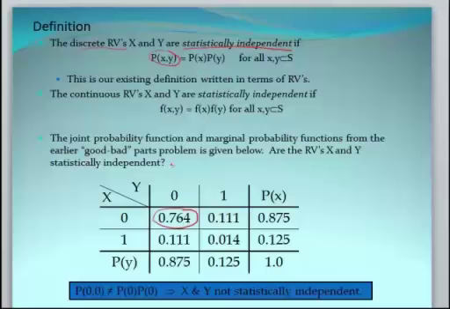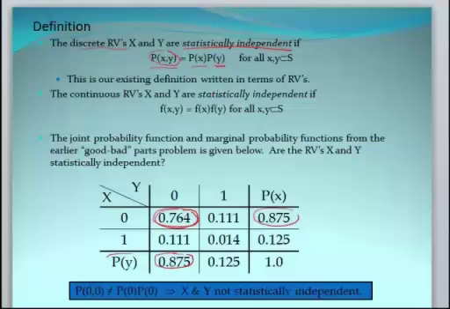The way you could find out whether that is statistically independent is if this number, pxy, is the same as the product of the marginal probability of x and of y. If you multiply these two values together and they become the same as this value, then you know you've got statistical independence.